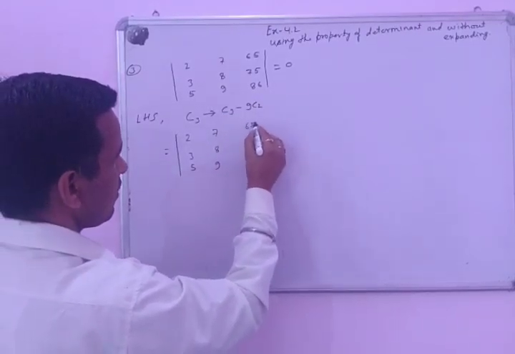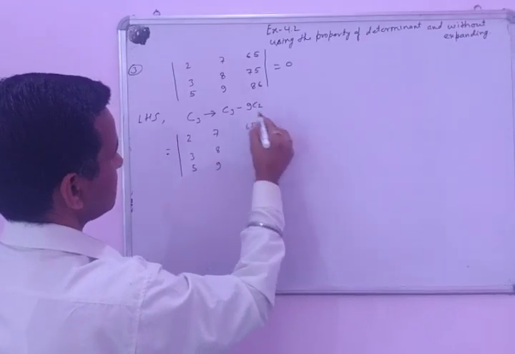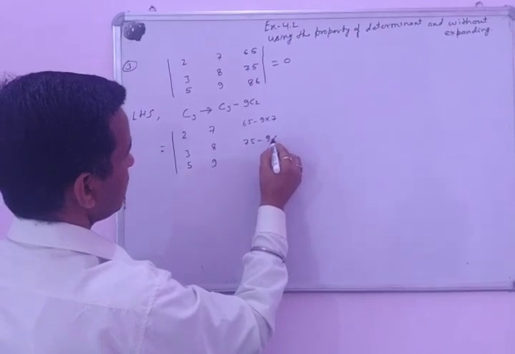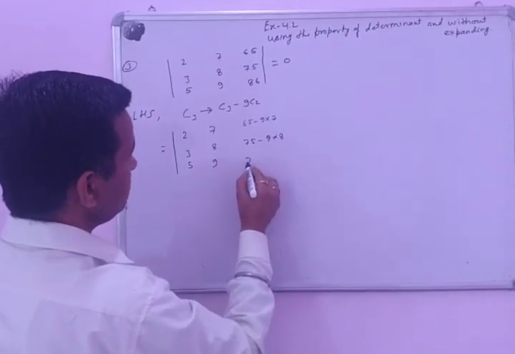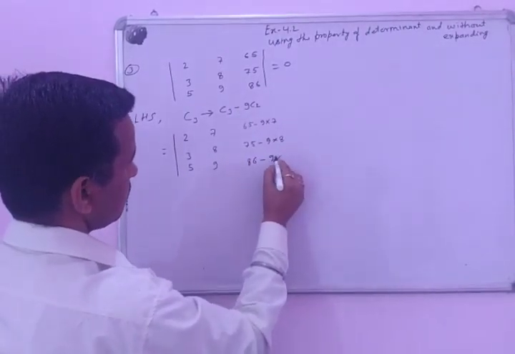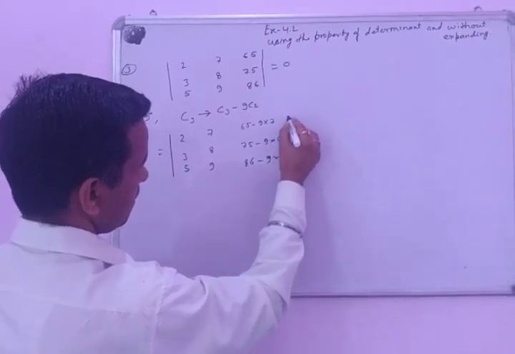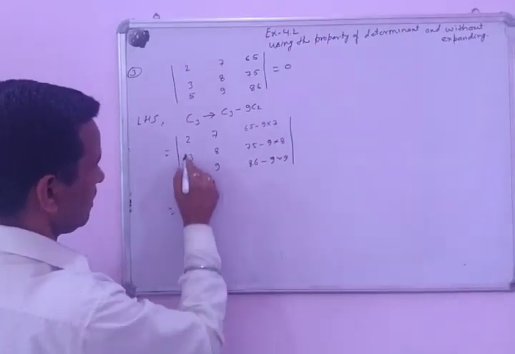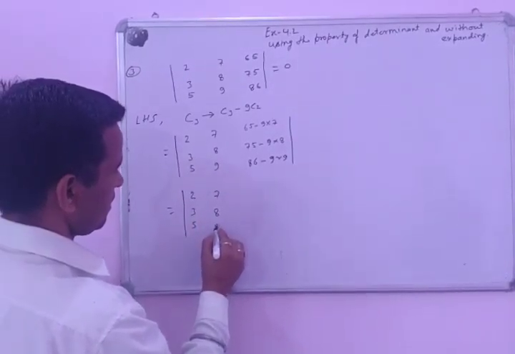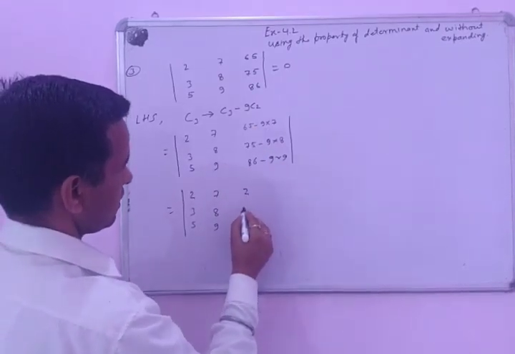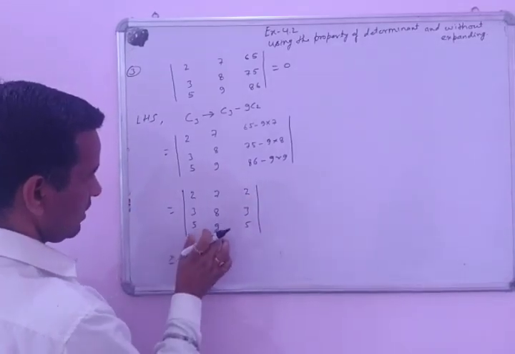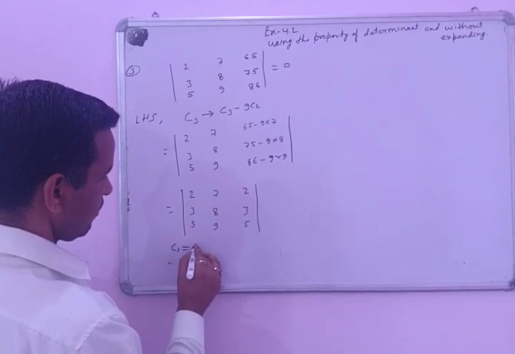So 65 minus 9 into 7, 75 minus 9 into 8, 86 minus 9 into 9. Then one more step here, 2, 3, 5, 7, 8, 9. So here comes 2, here comes 3, here comes 5. So then the result here means C1 equals C3.